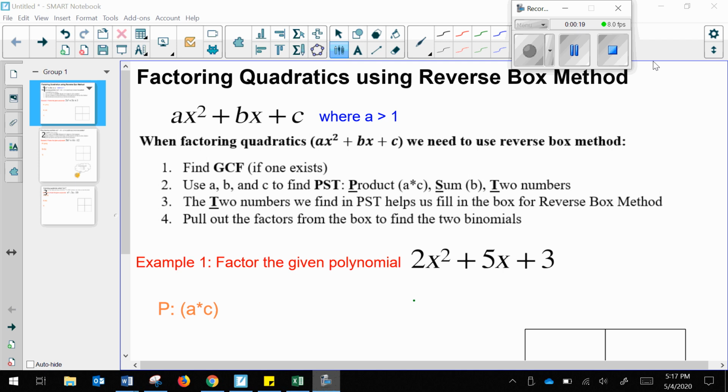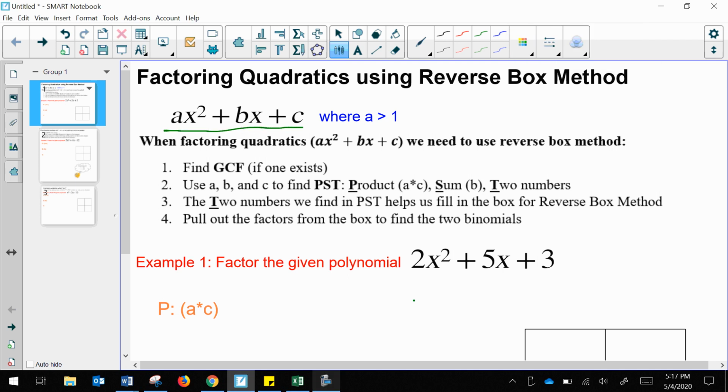So this is where we have expressions that look like ax squared plus bx plus c. And first, we're going to be strictly talking about where a is greater than 1, because when we have a equal to 1, we really don't even have to make our box, and we'll talk about that in the future. So when factoring quadratics, ax squared plus bx plus c, we need to use the reverse box method.